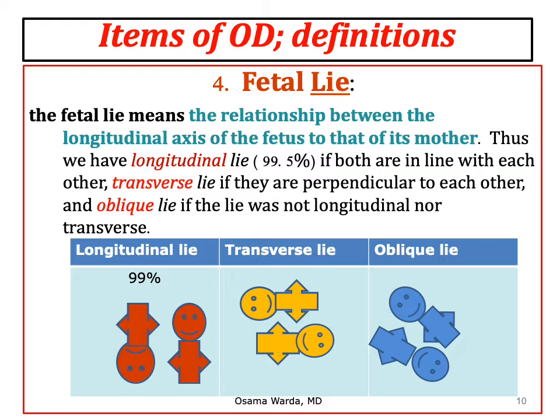The longitudinal lie is the most common, about 99% of cases. The transverse lie is about 0.5% of cases. Oblique lie is very rare, and usually it is transient.